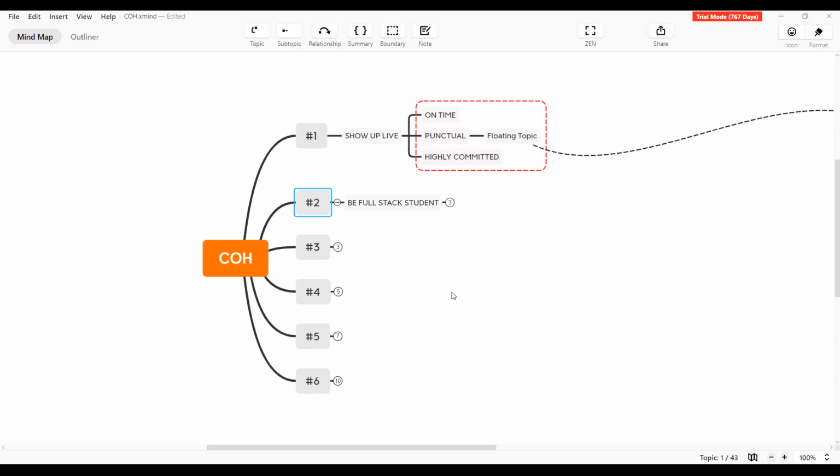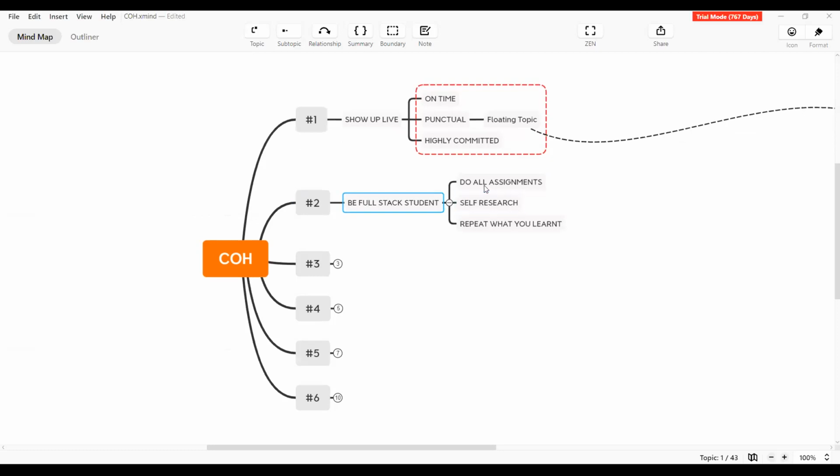And when you start your learning, do you need to remain just a student? No. The answer is no. I want you to become a full stack student. So what are the basic traits of this student? You need to do all the assignments which are given to you, do self-research, and repeat what you have learned.